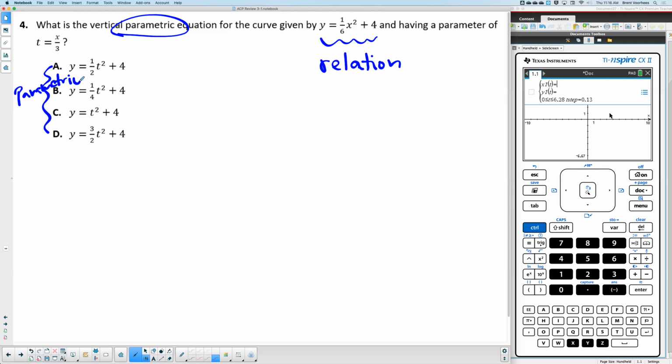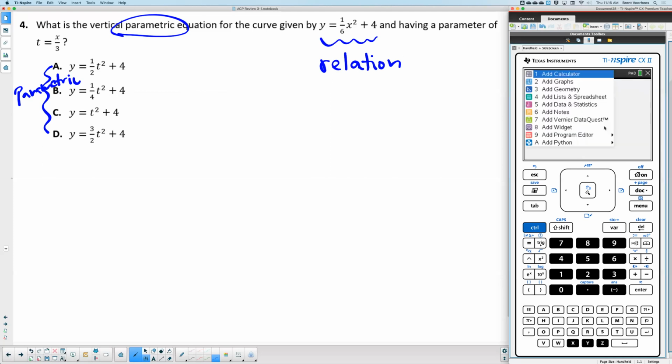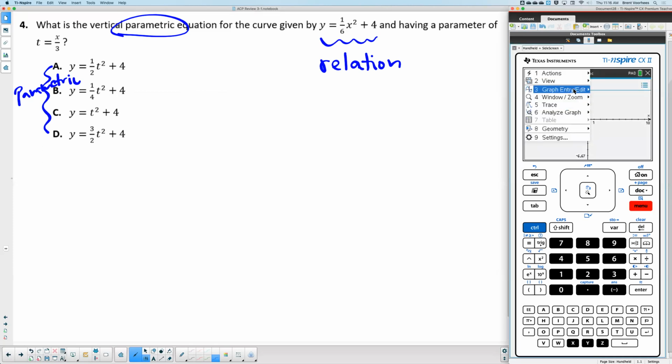You would graph that. Well, let's just go ahead, just to make sure we're clear. I can't remember if I'm on a new document. Somebody go new document, graph entry. The first one is a relation: menu, graph entry, relation, y equals 1/6 x squared plus 4. Hit enter. That's the graph you'd be looking for.